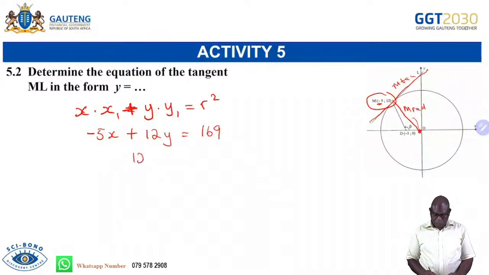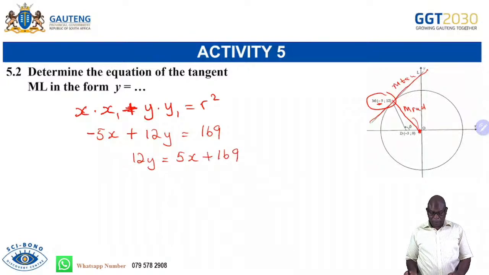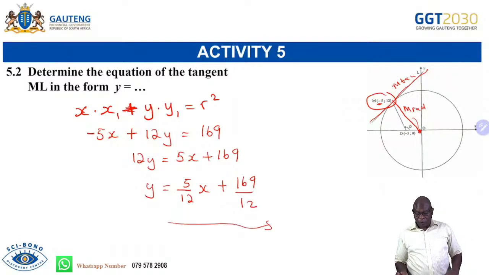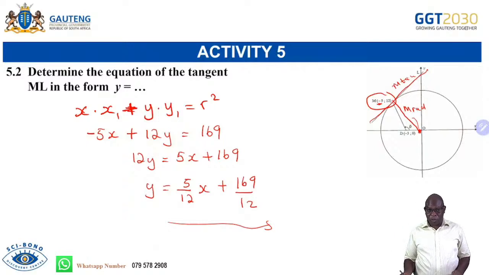So then I've got 12y equals 5x plus 169. I've transposed the minus 5x. My y will be 5 over 12 x plus 169 all over 12. That is the equation of the straight line. If you want to use that other method, please go and use it, the method where you get the gradient of the radius and the gradient of the tangent. Use that point and then see if we get the same answer as the one that I got now.